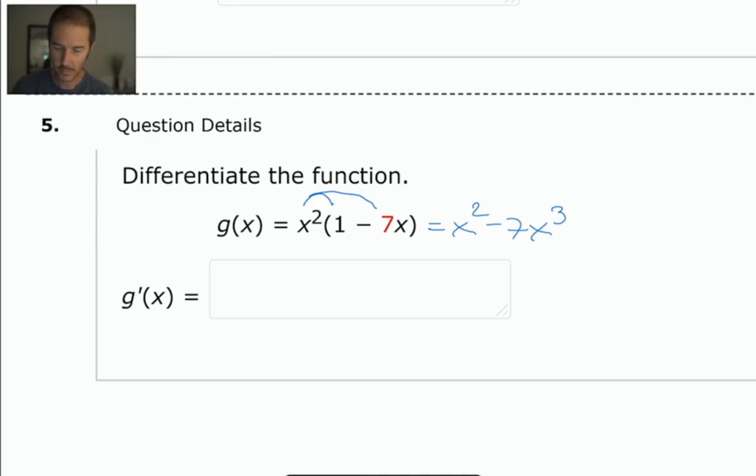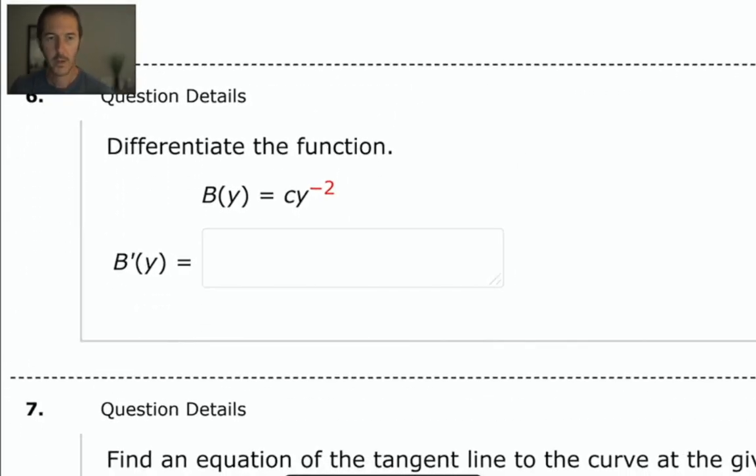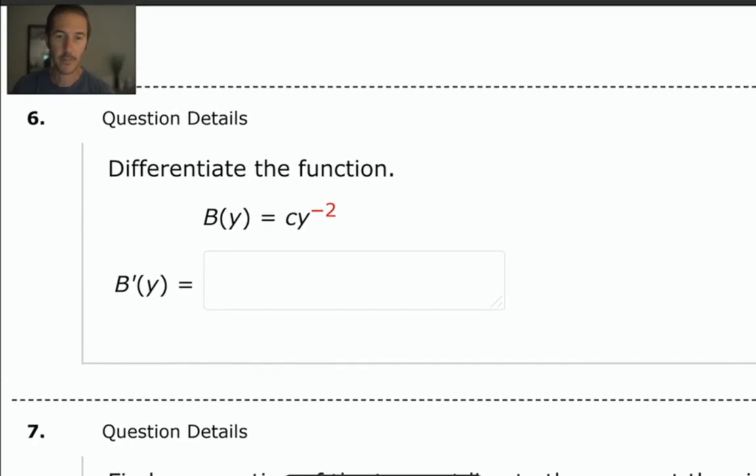Okay, so I'm going to leave the rest of that up to you. Take the derivative. These instructions say differentiate. That means take the derivative. Okay, we can do that. Oh, this is interesting. We've got different function names. It's capital B. We've got different variables. Our independent variable here is y. This has a leading coefficient, but we don't know what it is. It's some undisclosed constant value called c. Doesn't matter. We're going to use the same process.